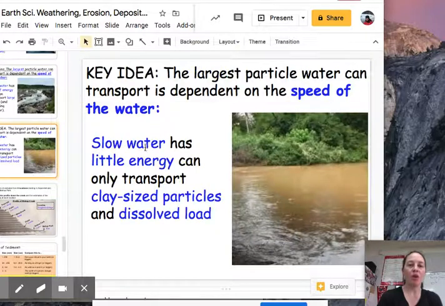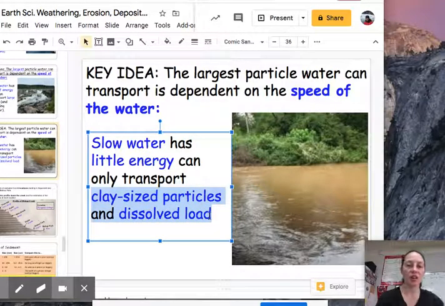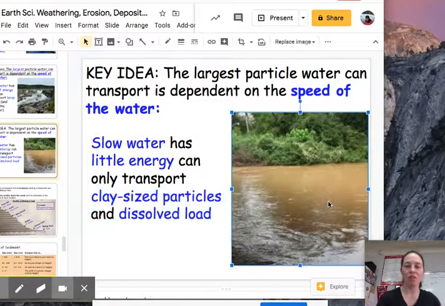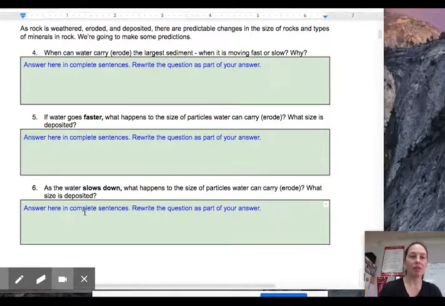However, when the water starts to go slower and it has little energy, it can't transport clay-sized particles and dissolved loads. Those are the salts we talked about that can get dissolved in the water. And you can see this river is moving pretty slowly. It's full of clay and small sediments, but it's not carrying anything as big as a boulder. So go ahead and use that to answer your questions 4, 5, and 6 on your lab. And when you're done, you can keep going with the video.